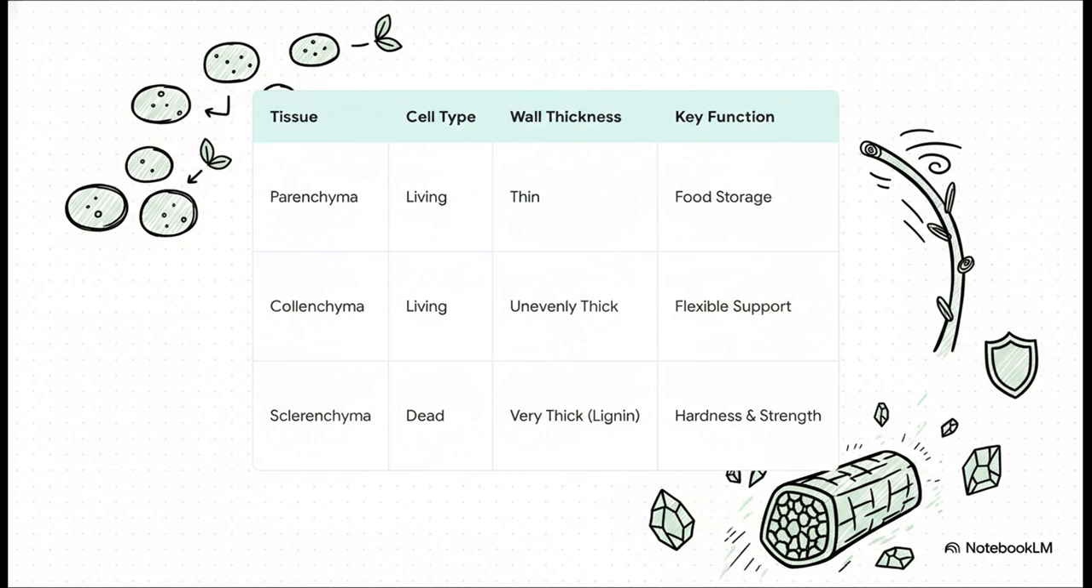So let's meet a few of these specialists. First up, you've got parenchyma cells. Think of these as the plant's pantry. They're living cells with thin walls, and their main job is to store food. Then you have collenchyma. These are like the plant's yoga instructors. They provide flexible support so stems can bend in the wind without snapping. And finally, you have sclerenchyma. These are the bodyguards. They're dead cells with super thick walls, and they provide hardness and strength.